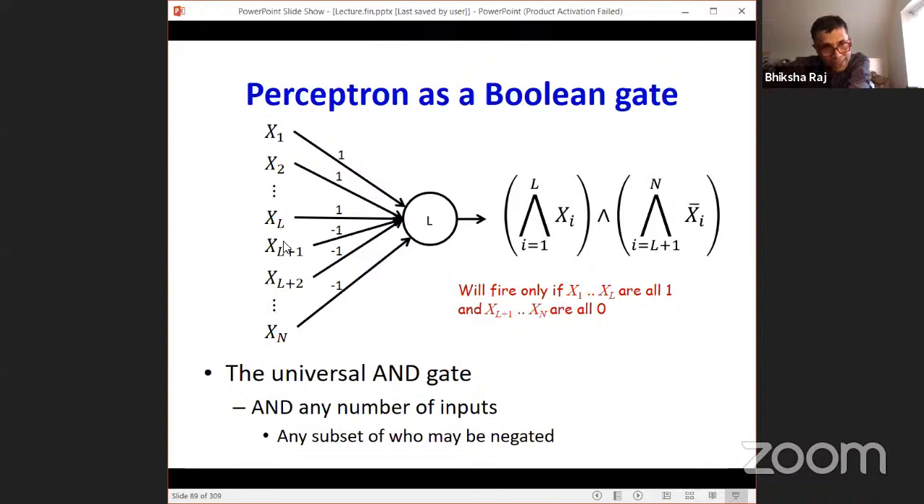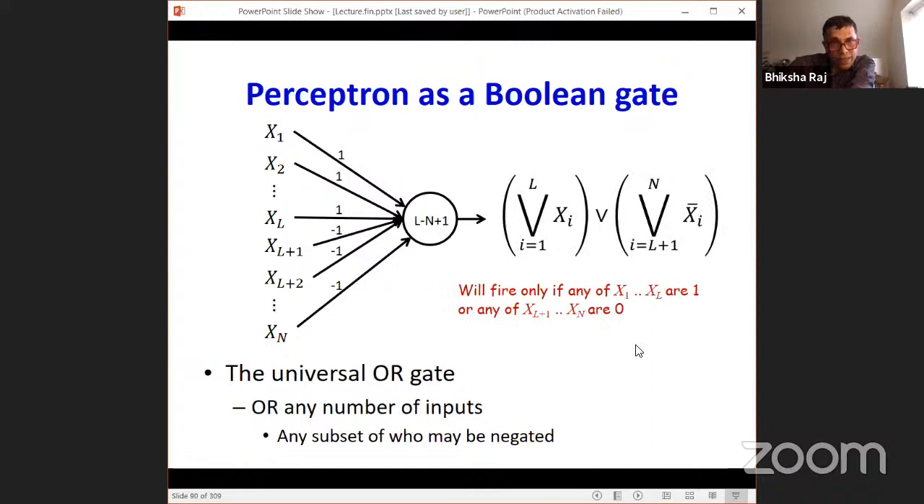Similarly, if I make any of these inputs one, because the corresponding weight is minus one, the total input is going to become less than L, and so it will not fire. So you have this rather complex function. Similarly, I won't actually explain this. You can figure this out from the slide.